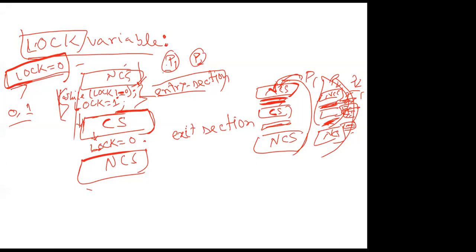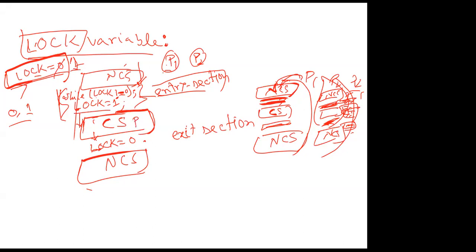Then what will it do? Initially, I just tell you this lock is 0. So while lock is not equal to 0, it will loop through this while loop, but lock equals 0, so it is fine. So it will make this lock now 1. Lock will be 1, and then it will enter the critical section.